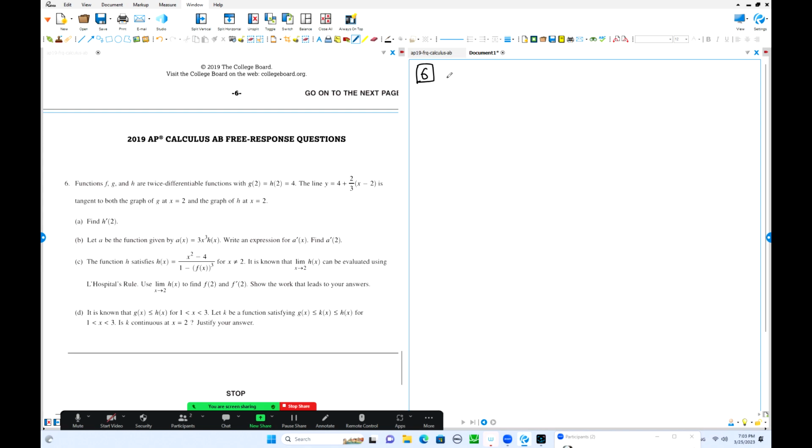So the y coordinate is 4. The line y equals 4 plus 2 over 3, x minus 2. That means y minus 4 equals 2 over 3, x minus 2. This line passes through the point (2, 4), and its slope is 2 over 3. That's the meaning. Are you okay with this?